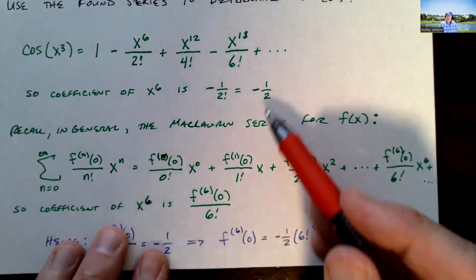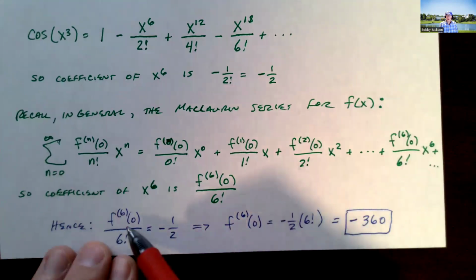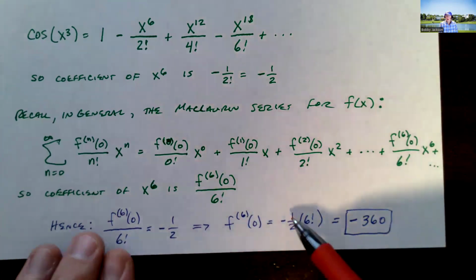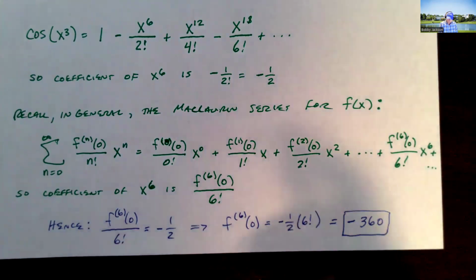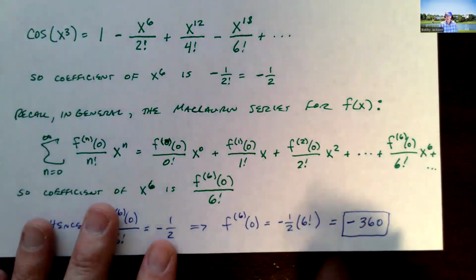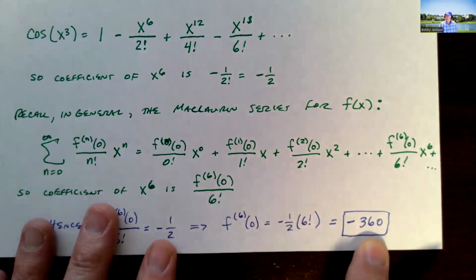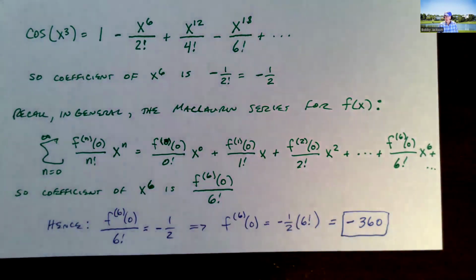So these two quantities must be the same. If I equate these two quantities, I can solve for the sixth derivative at 0 by multiplying by 6 factorial, and negative 1/2 times 6 factorial is negative 360. Of course, you have to compute 6 factorial, which is 6 times 5 times 4 times 3 times 2 times 1. I guess you can cancel the 2's out and simplify, but use your calculator and you can see that it's equal to negative 360. Okay, hope this is helpful on this one. And if not, let me know.